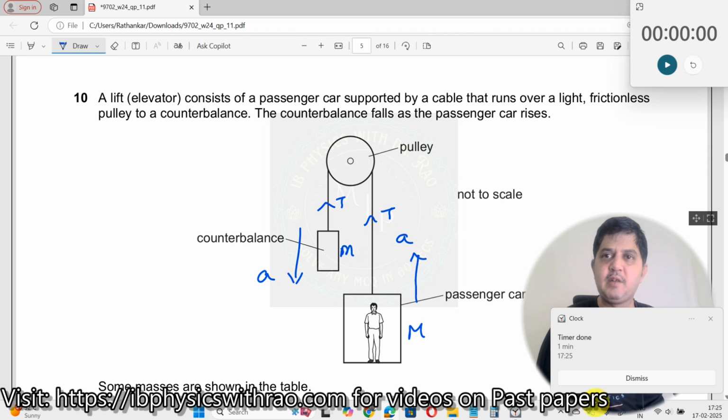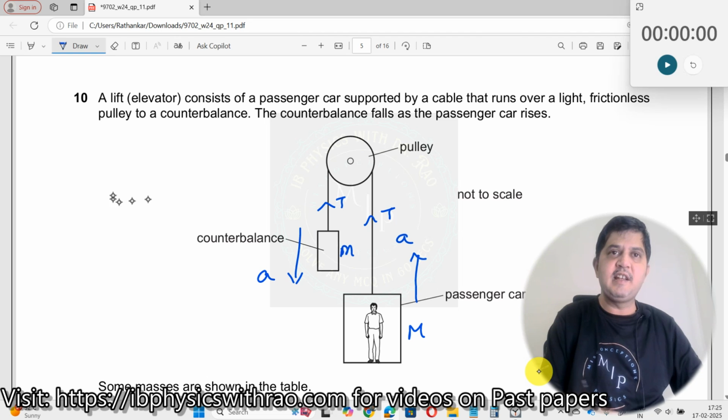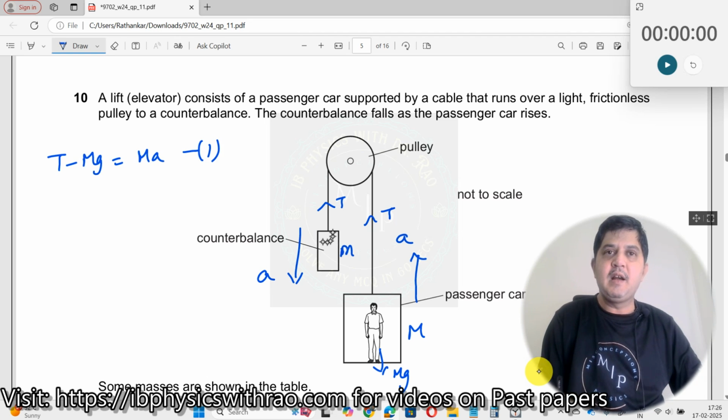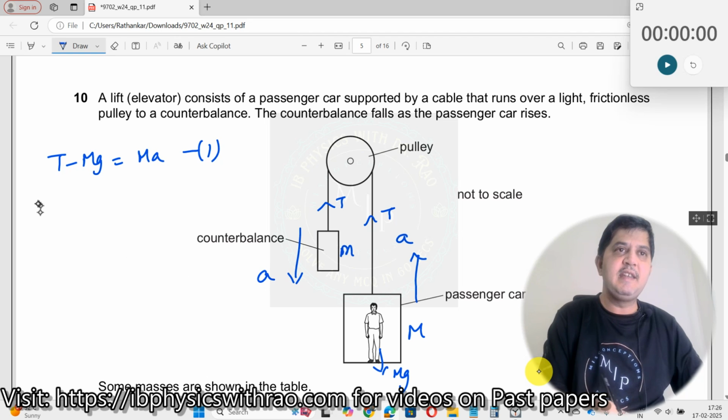So towards it, what do we do? Now let us write down. When this is going upwards, I will consider tension to be positive and Mg to be opposite to it. So I can now write T minus Mg is equal to Ma, equation number 1. And for this one, this is coming downwards, so this direction is positive, the other direction should be negative. So mg is positive, minus the tension, minus T, should be equal to ma. This is your equation number 2.